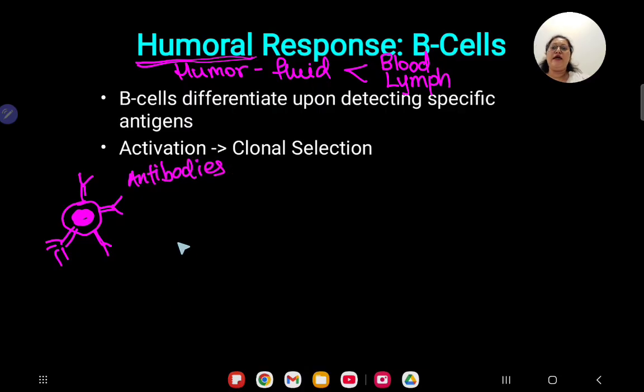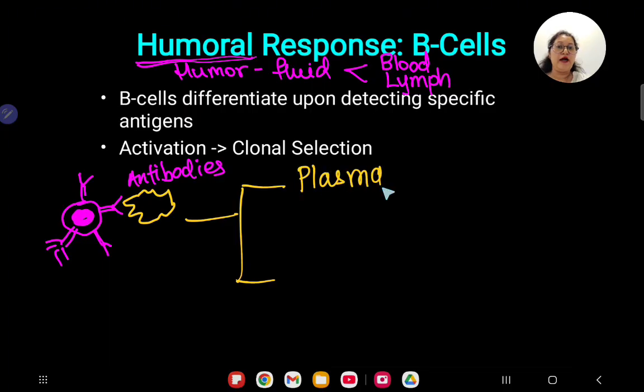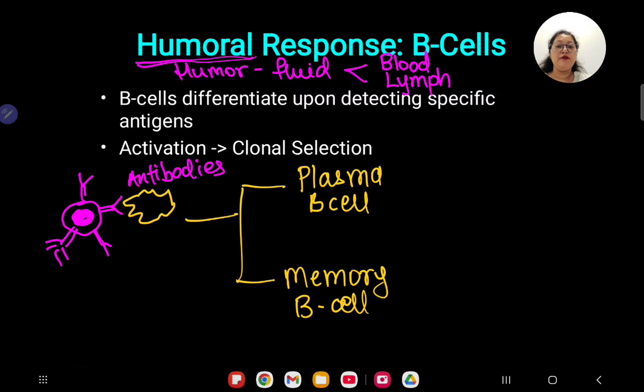Now, when this B cell containing antibodies comes in contact with a pathogen, let's change the color for the pathogen. Let's say this is our pathogen. When it comes in contact with the pathogen, it is going to undergo some differentiation. It will form two types of cells. The first type is known as the plasma B cell, and the second type is known as the memory B cell.